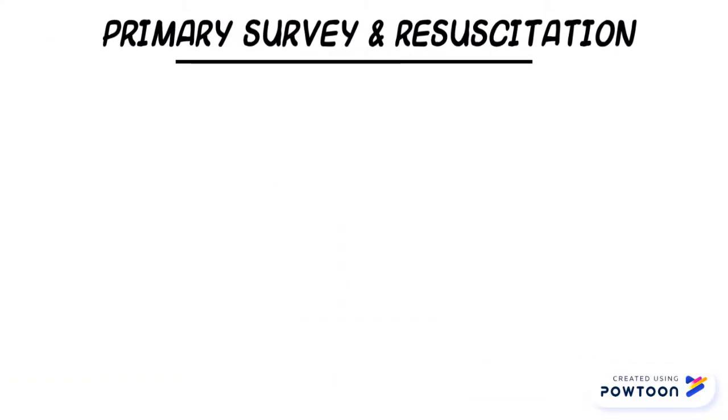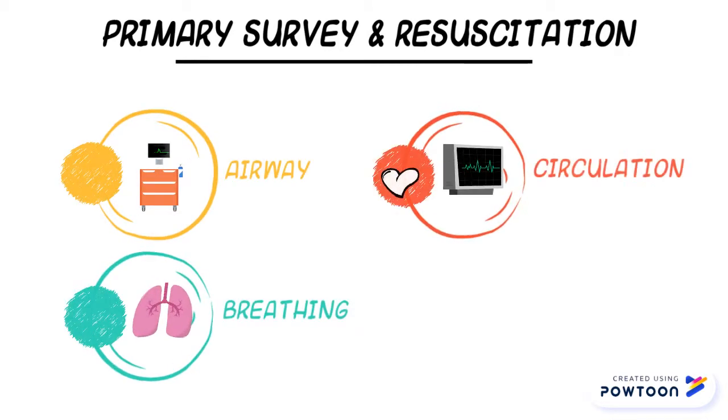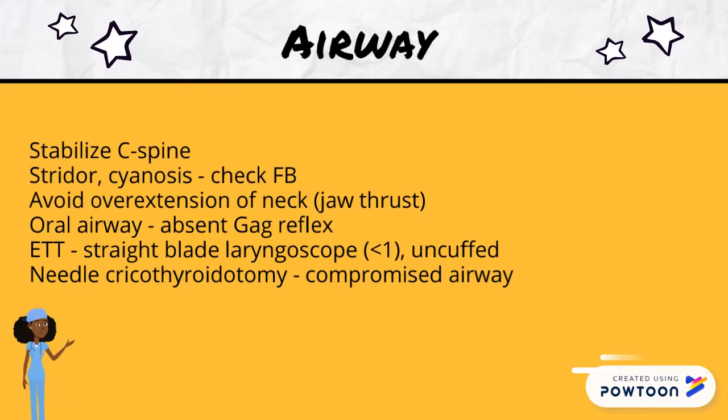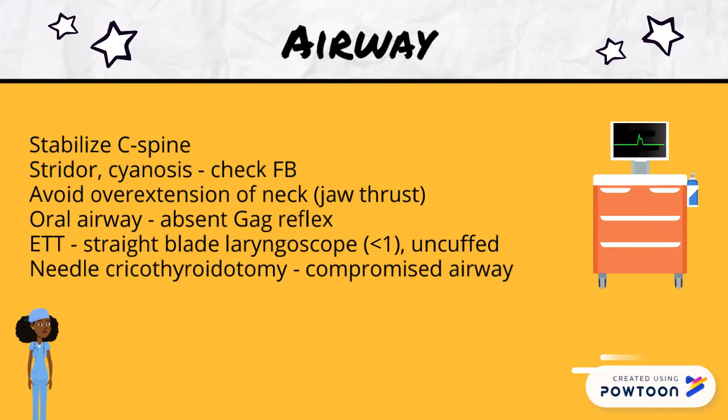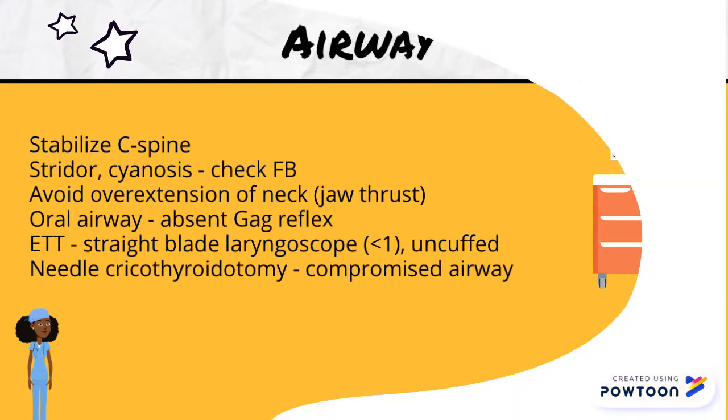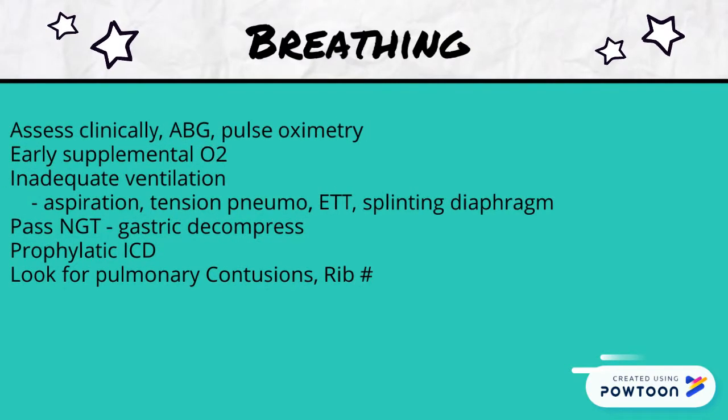In the primary survey, we assess the A, B, C, Ds of the patient. It is important to stabilize the C-spine until injury has been excluded. If an oral airway is necessary, exclude a gag reflex. Endotracheal tubes are inserted using a straight-blade laryngoscope under the age of 1, and a needle cricothyroidotomy can be used in a compromised airway. Breathing is assessed clinically, on blood gas and on pulse oximetry.